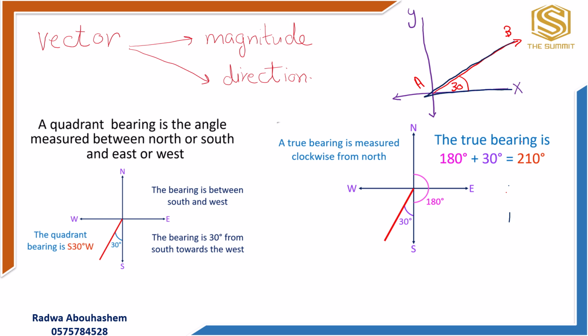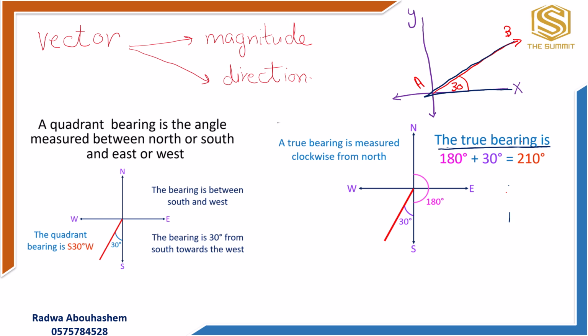We have also two other ways to read the direction of the vector, which is the bearing. And the bearing, we have two types of it, the quadrant and the true bearing. What is the meaning of bearing? Bearing means that you are reading the direction with respect to the north. So for example here, this is called the true bearing. You are reading the direction or the angle between the north and the vector itself.